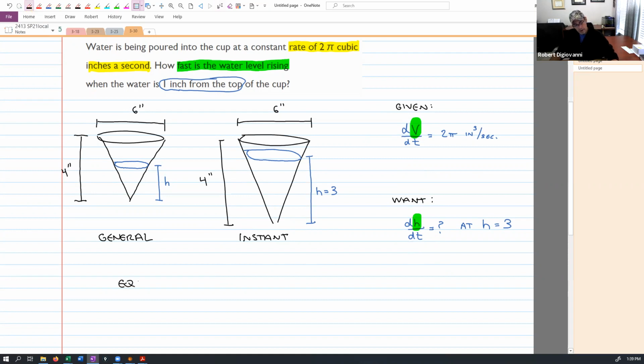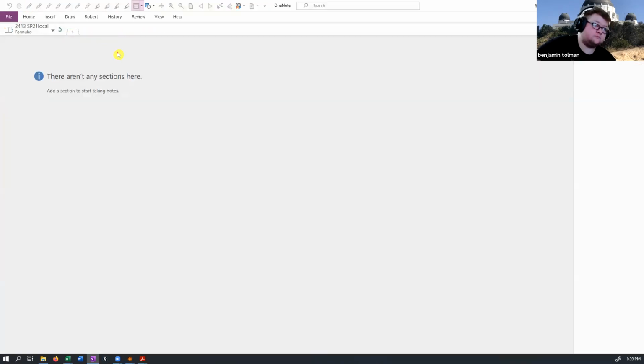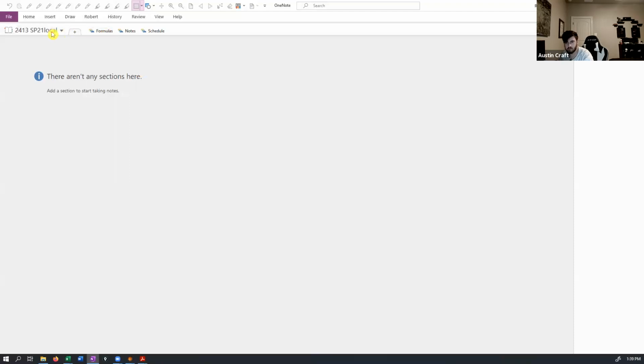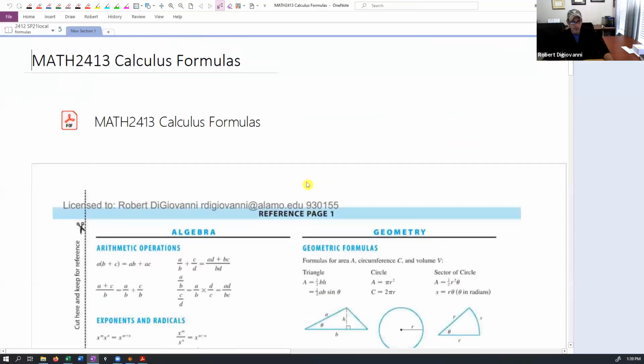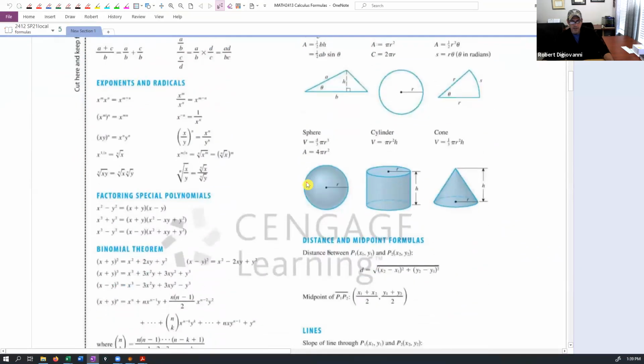I'm going to put equation right here. So this is where I go to my formula sheets. Where are my formula sheets? There we go. Right here on the first page, here's a cone and here's the volume: 1/3 pi r squared h.